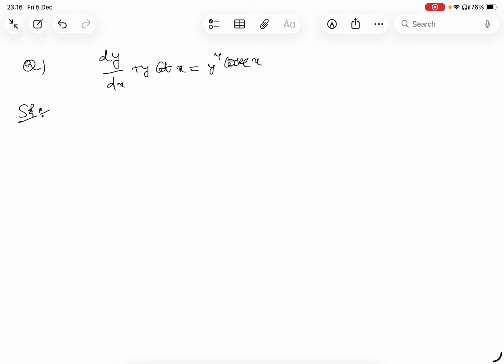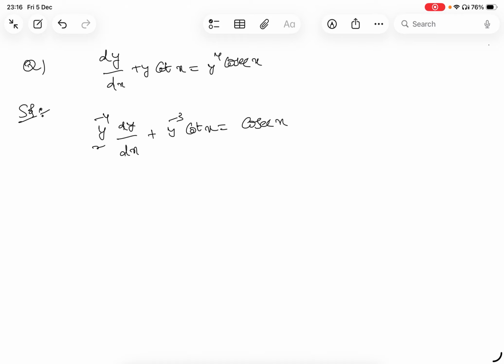Now, as you can see, this is in the form of dy by dx plus p of x into y equal to q of x, but there is a y power 4 factor, right? So let's try to divide this differential equation with y power 4. Then this becomes y power minus 4 dy by dx plus y power minus 3 cot x equal to cosecant x. So now let's make a substitution here. As you can see, there is y power minus 4 here.